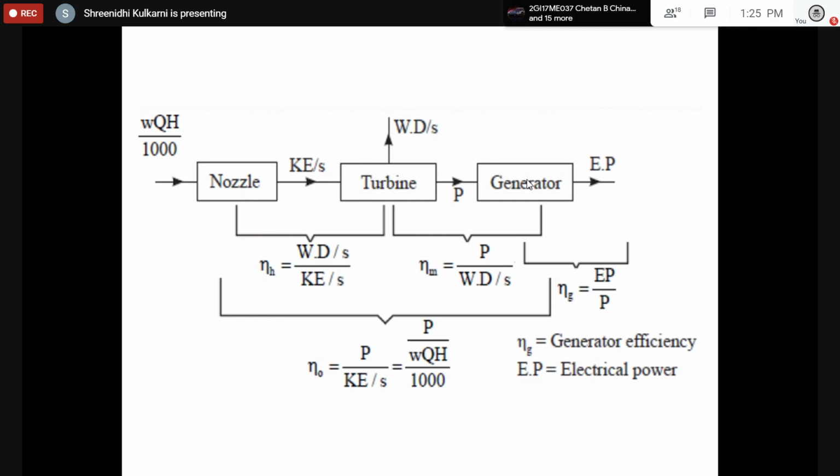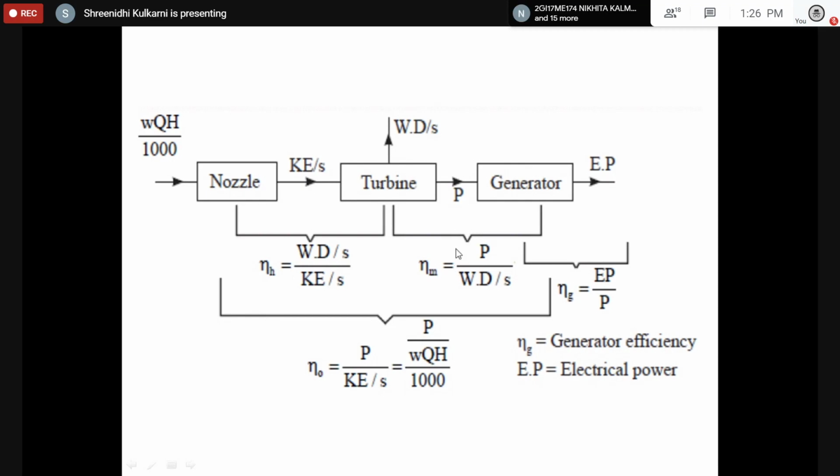What is the mechanical efficiency? It is the ratio of shaft power output. Because we have the turbine, and this turbine is further connected to the generator. So I can call it the shaft power output by the turbine to the power developed by the runner. By the runner means turbine. Got it? So I will repeat once again.